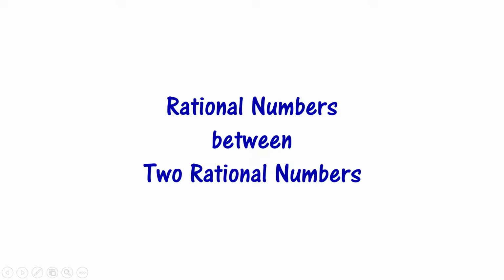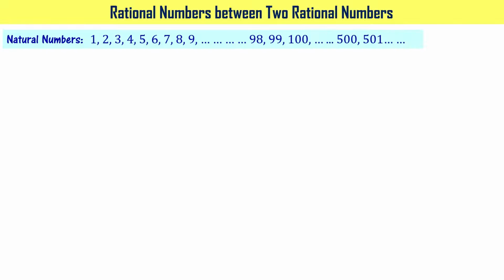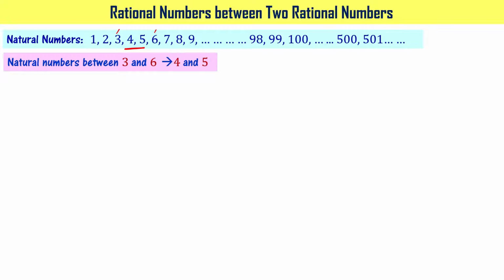Rational numbers between two rational numbers. You see here we have natural numbers, 1, 2, 3, 4, 5, 6, 7, 8, and so on. Can you write natural numbers between 3 and 6? From this list, you can say that 4 and 5 are in between 3 and 6, right? So natural numbers between 3 and 6 are 4 and 5.